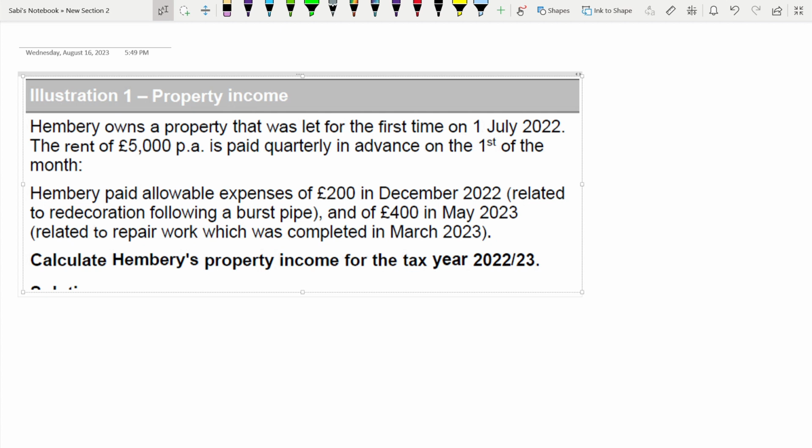Illustration one, you have to calculate property income. First time they have let the property on 1st July 2022. The rent was 5,000, paid quarterly in advance on the 1st of the month. Now, allowable expenses are 200 in December 2022 relating to redecoration following a burst pipe, and 400 in May 2023 related to repair work which was completed in March 2023. Remember, property income is cash basis, not accrual basis. So now, keeping that in mind.